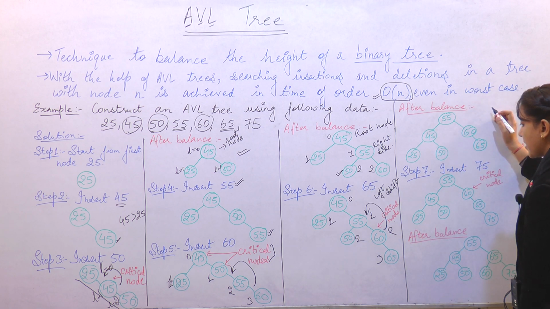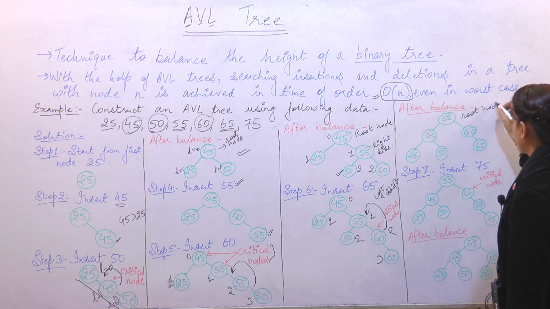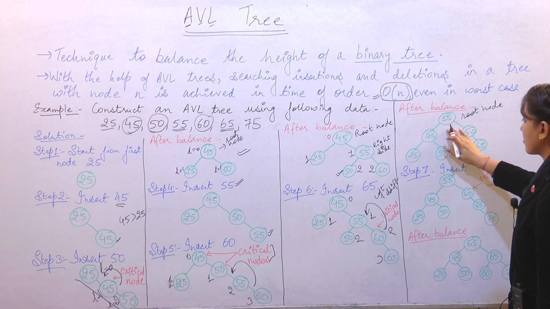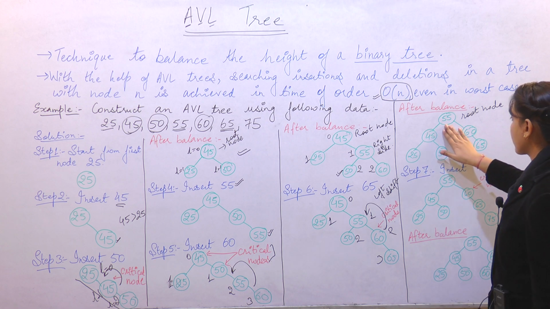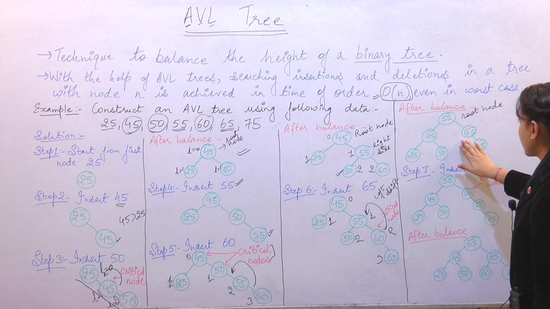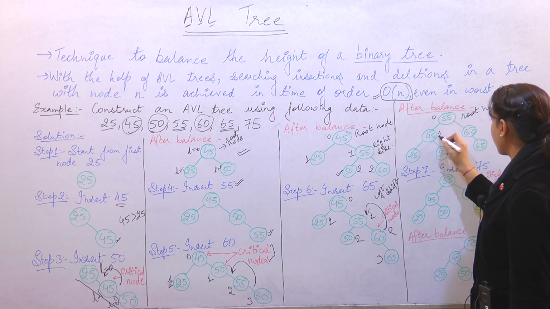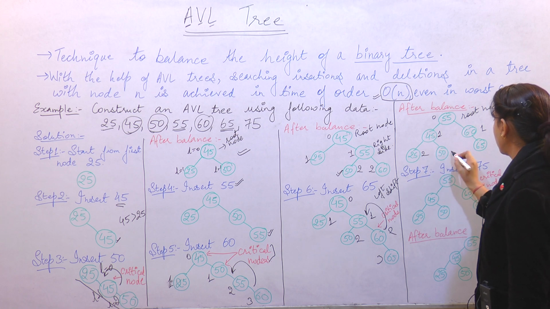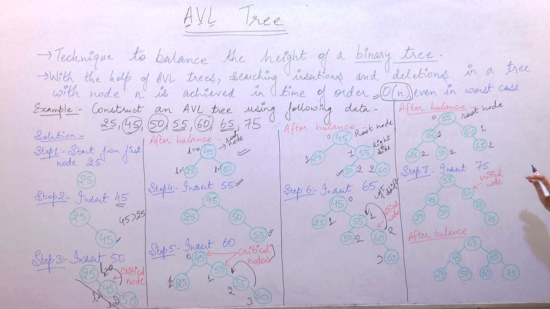After balancing, what we will get, 55 will become our root node. 45, since 45 is less than 55, will come on the left side of root node 55, and 60 is greater than 55, so 60 will come on the right side of our root node 55. Now we will check the levels. All the nodes are at the same level. Now only one node remaining.